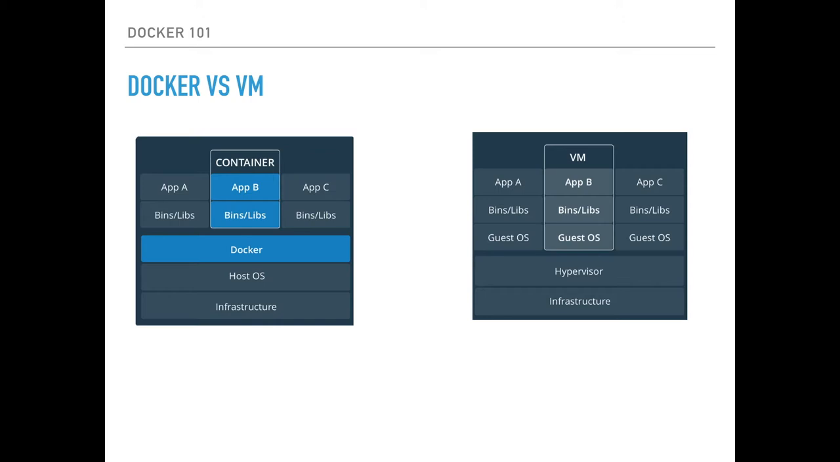If you look at a VM, you have your infrastructure, your computer, and then you have your hypervisor. The hypervisor is like your virtual machine layer. VirtualBox actually sits on top of a hypervisor. Then on top of that, each VM has a guest OS. So you can have Ubuntu, or you can run Windows on your Mac in VirtualBox. Then you have your guest OS, and then all the libraries that you need. And then you can run your app.